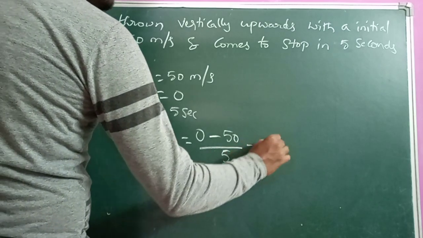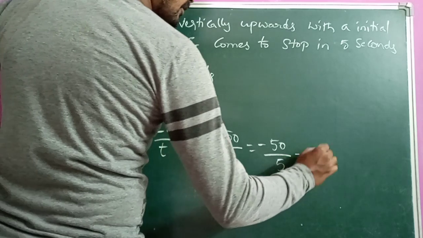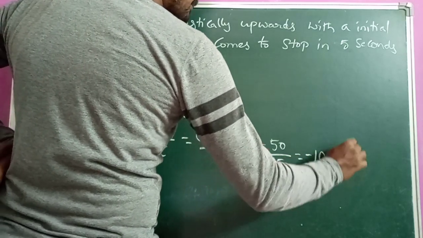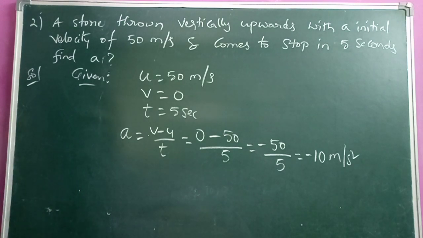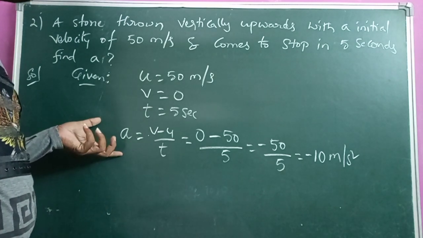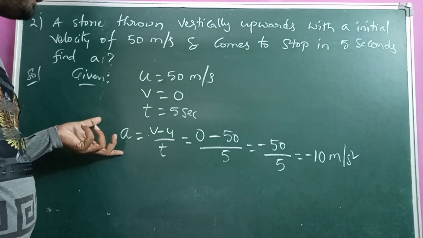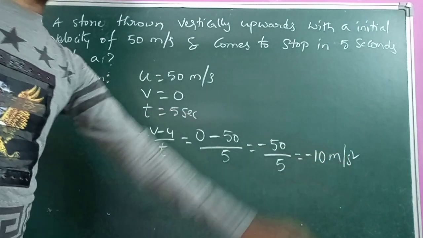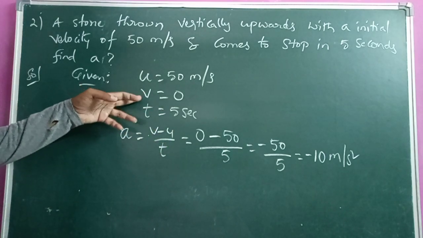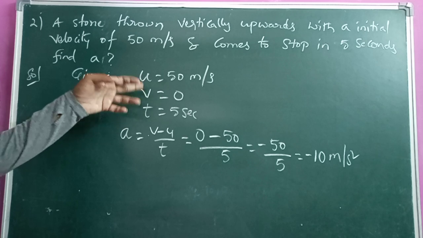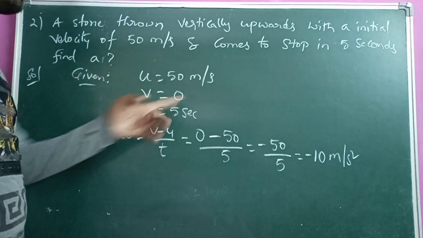So that means 0 minus 50 is minus 50 by 5. So minus 10 meter per second square. But here acceleration is never a negative value. So here we got minus 10 meter per second square because the velocity is decreasing and finally the value becomes 0, so the rate of decreasing velocity is nothing but retardation.